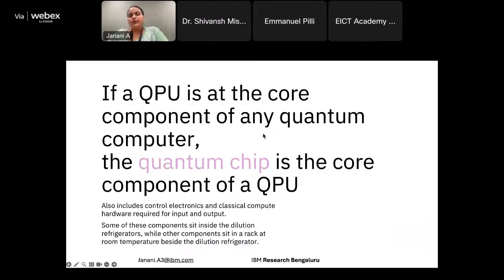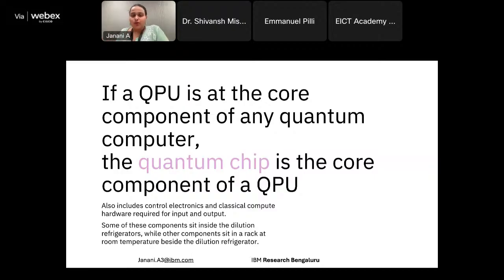So if a QPU is the core component of any quantum computer, the quantum chip is the core component of a QPU. So any advances we make in building a QPU, a major part of it is going to come from the advancement related to the quantum chip itself. It is the core component because it gives you the capability to, say, build a 10 qubit circuit. My QPU needs to be able to support at least 10 qubits. So that 10 qubits is going to come from the quantum chip.